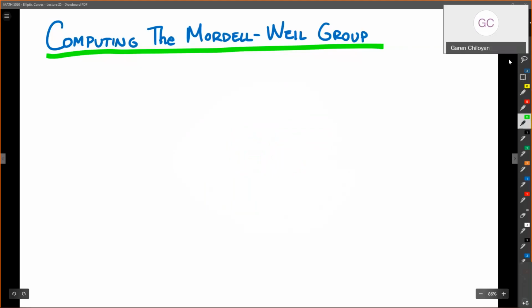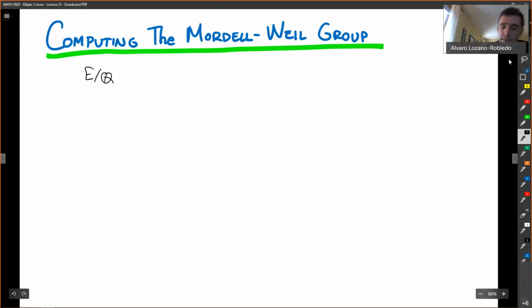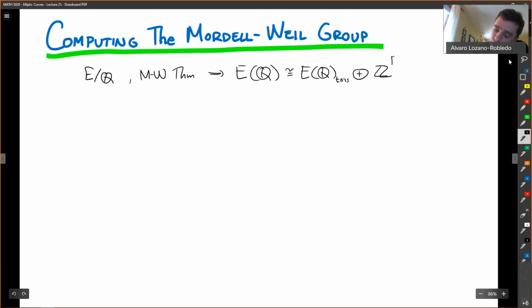All right, welcome back. Now we're ready. We know the Mordell-Weil theorem. We know that if I have an elliptic curve over Q, the Mordell-Weil theorem tells me that the rational points on an elliptic curve form a finitely generated abelian group, and in particular, there is a finite group that is the torsion subgroup, and there is a finite number of generators that give me the rank of the elliptic curve.